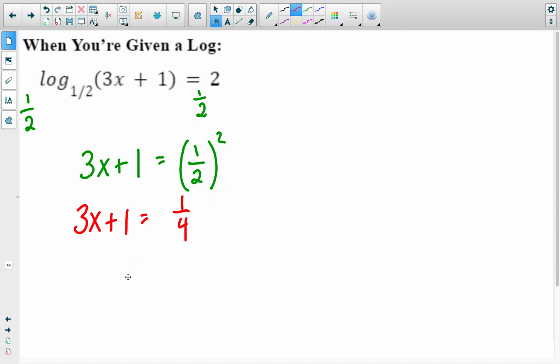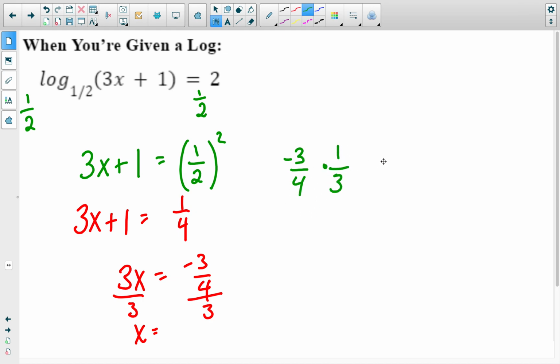3x plus 1 equals 1/4. 3x equals negative 3/4. Divide both sides by 3. This is where some number sense comes into play. Negative 3/4 divided by 3 is the same thing as multiplying by 1/3. So we end up with negative 1/4 for x.